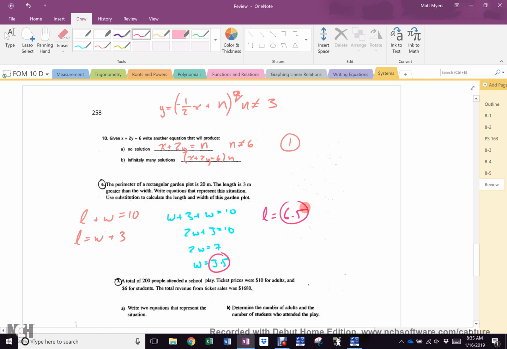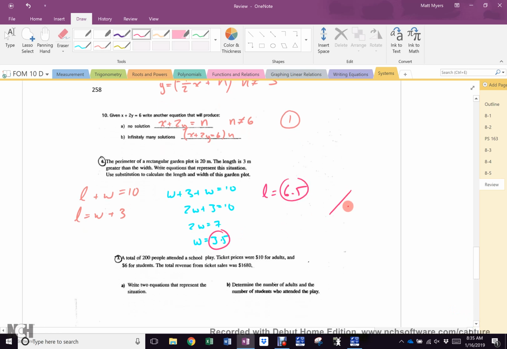3.5, 6.5. Because you had to write your own system. If you use 2L plus 2W equals 20, you're going to get the same answer. If you use W equals L minus 3, you're going to get the same answer. Remember, this you decide on. The method here, I told you to use substitution, but I forgot to read that, so I probably wouldn't even read it on a test, and I would have given you the marks even if you didn't do substitution.